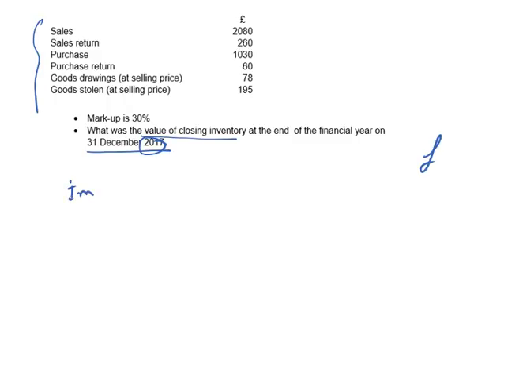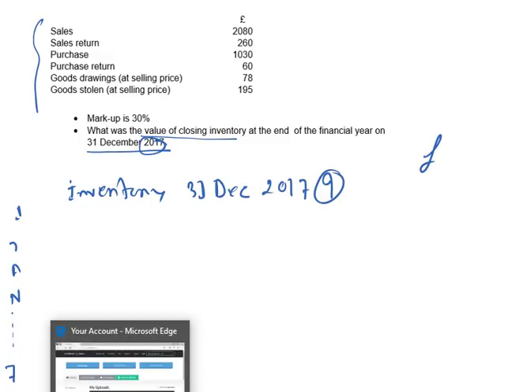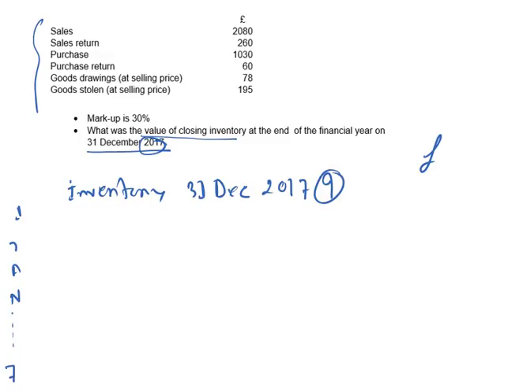Let's start with the pound figure. Inventory at 31st December 2017, we don't know. X figure, let it be there. But from 1st January till 7th January, some transactions took place. We'll put them in and get our figure.